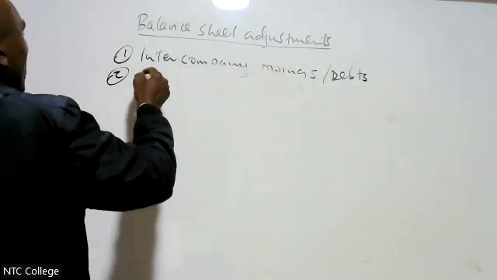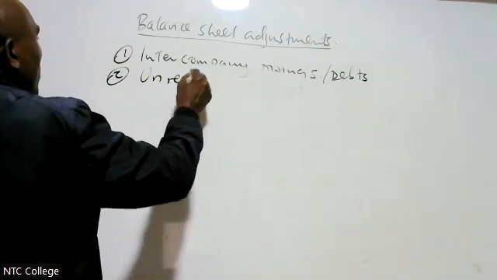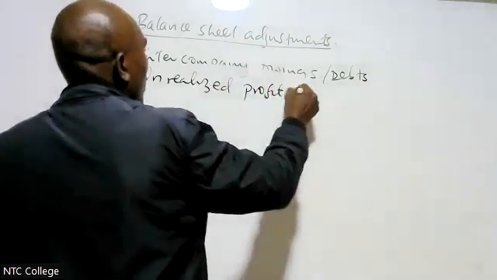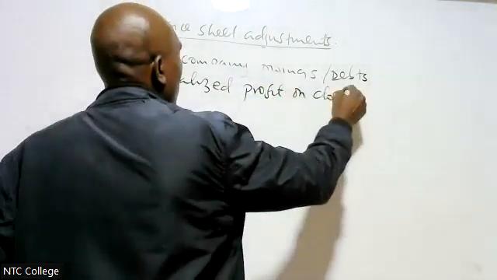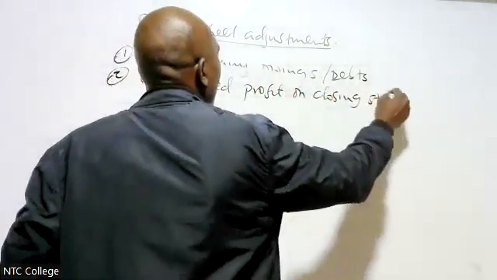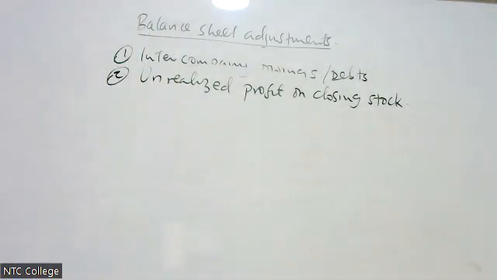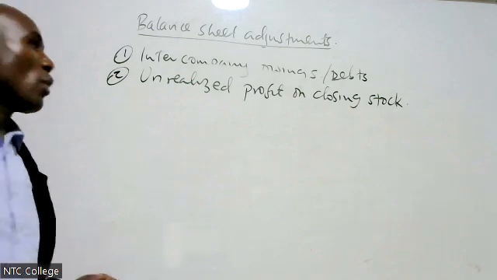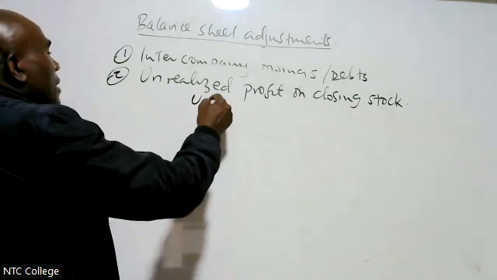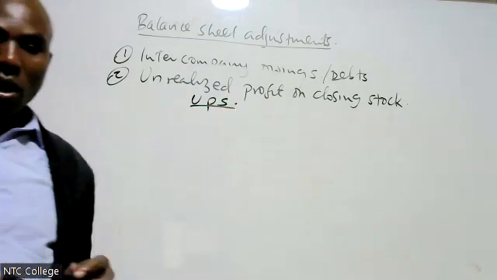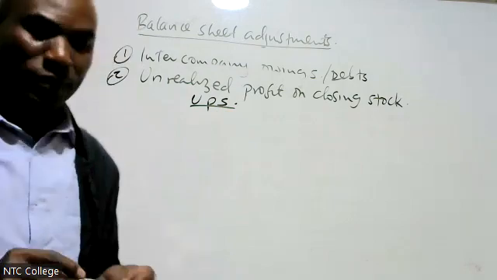Number 2 item is unrealized profit on closing stock. We shall be calling it UPS, unrealized profit on closing stock.